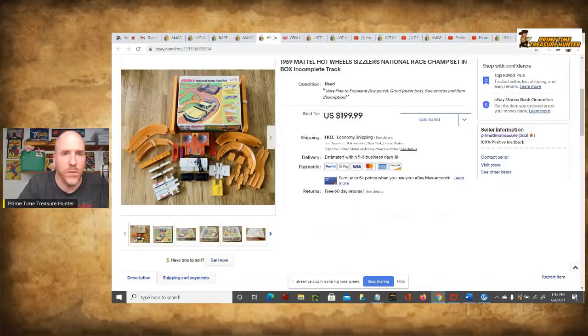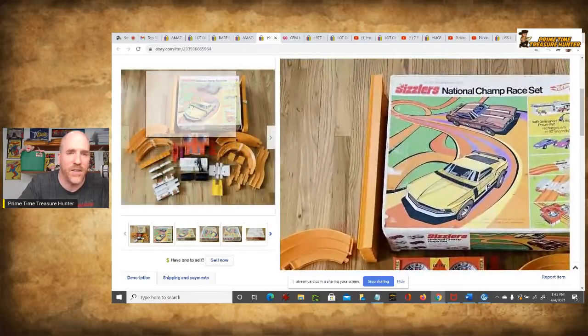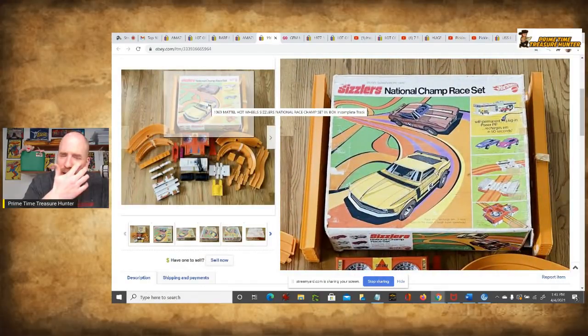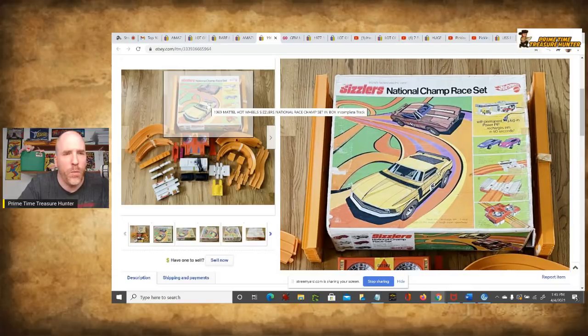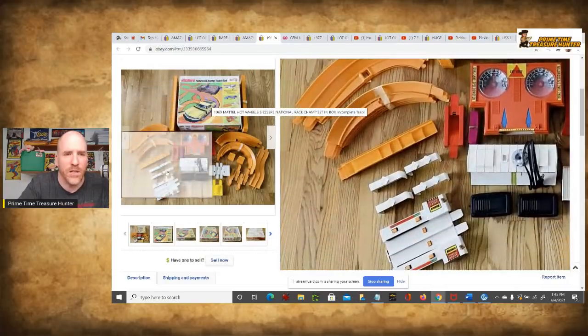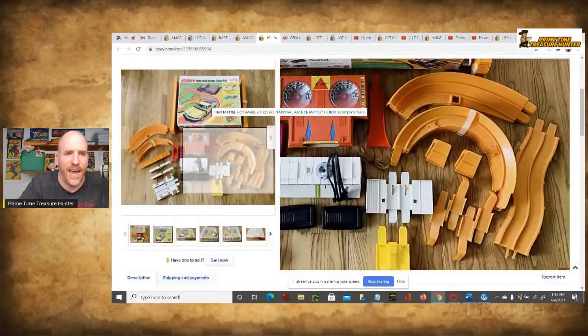Anyway, all right. So the next one, this is the Sizzlers set, the National Champ race set. I got this at an estate sale. Some of you might remember this. I'm trying to remember how much I paid for it. It was somewhere between like $20 and $40. I believe I got it the second day at a discount.